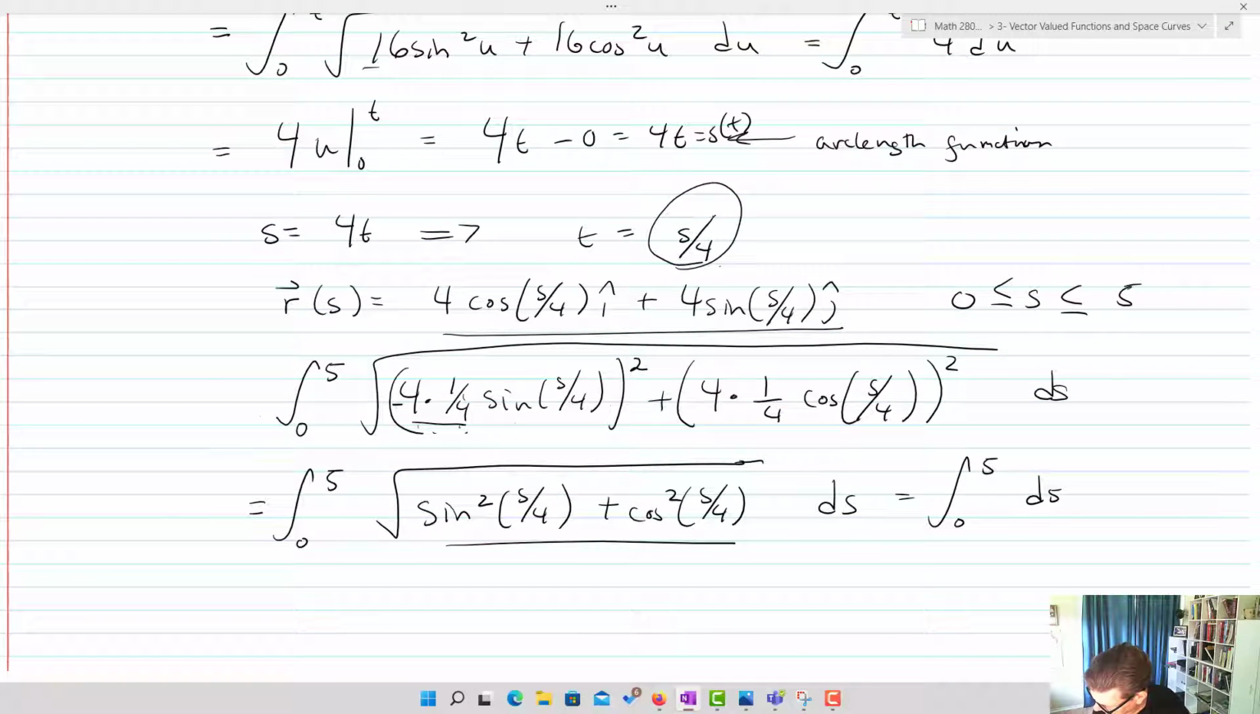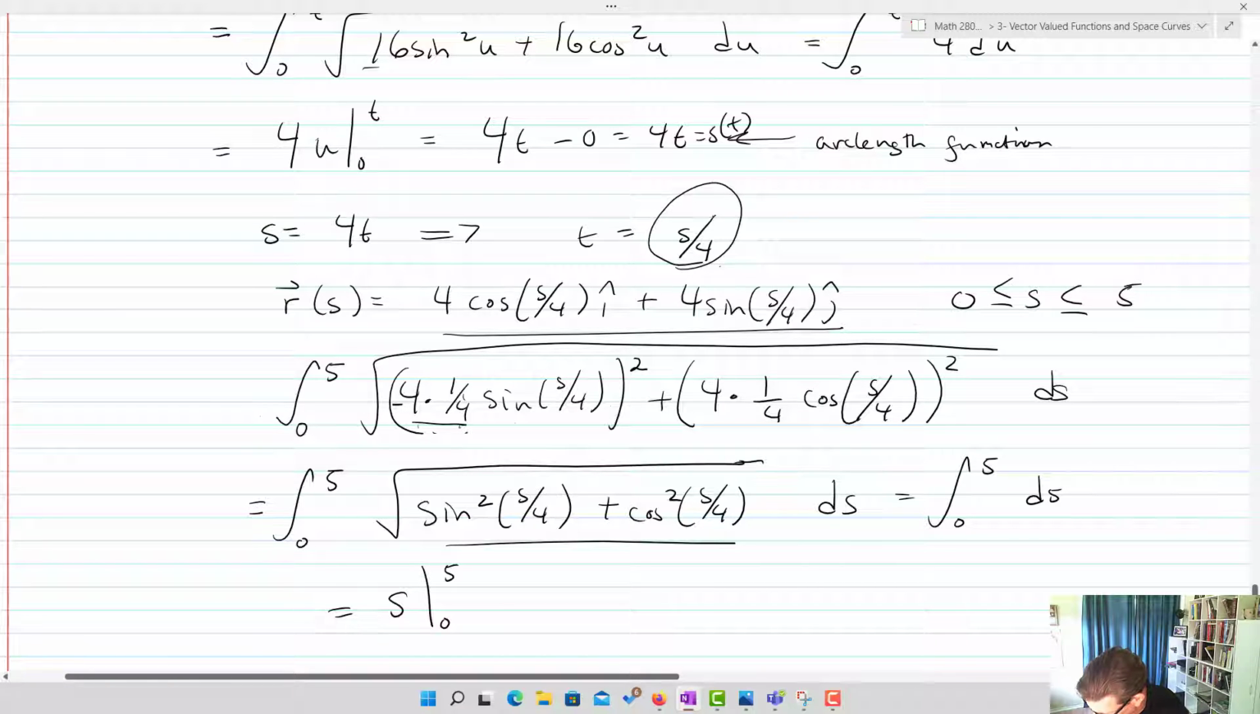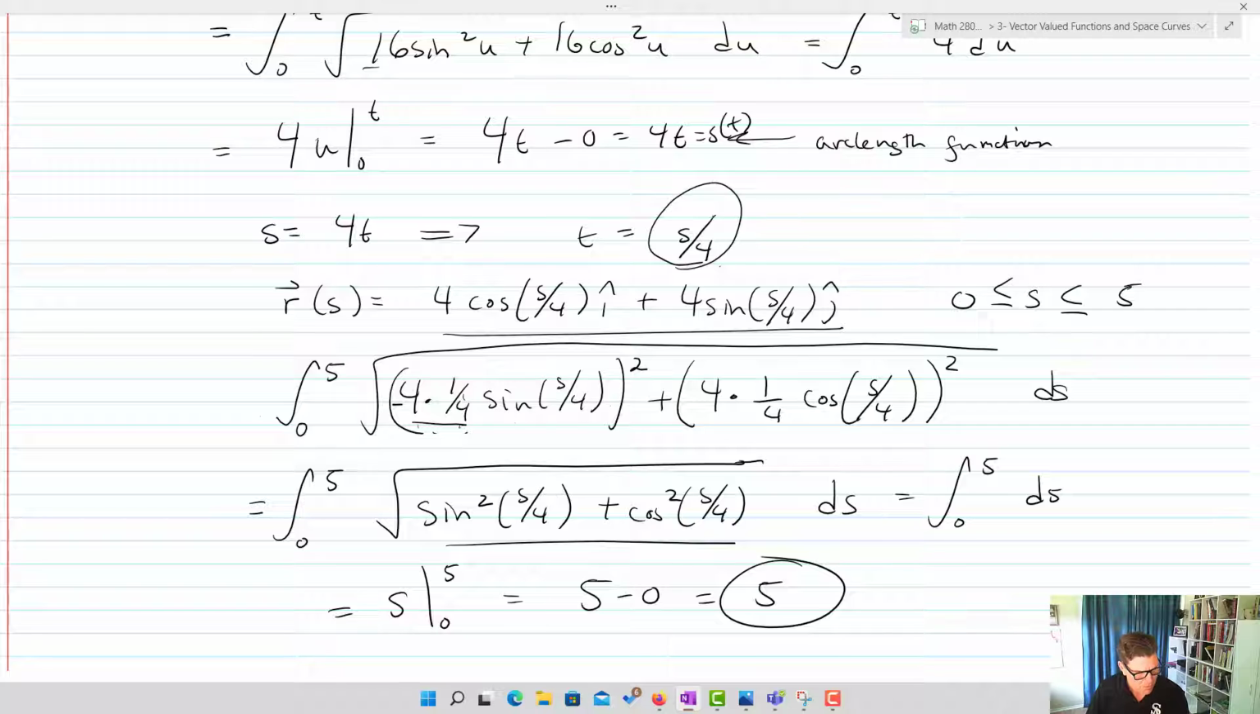All right? And so what does that mean? That we're going to get s evaluated from 0 to 5, which equals just 5 minus 0. We've reparameterized our vector valued function so that now the arc length of it is equal to the value of the parameter. Which might end up being very handy for us later on.